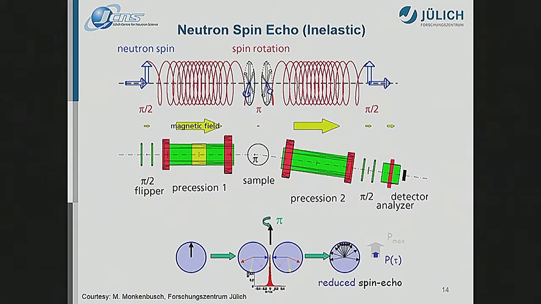And so if you put a sample in that has some line width, the neutrons will either gain or lose some of the energy, and so you won't get a perfect echo. Some of these neutrons will end up at spin vectors in a direction different than, say, vertical, and then what you measure is the loss of polarization, or reduced spin echo. And that loss of polarization corresponds to the energy loss at the sample. And that's sort of the crux of the spin echo.